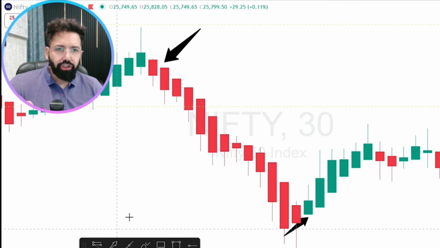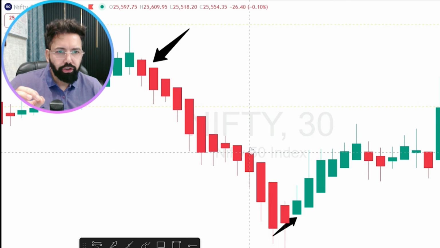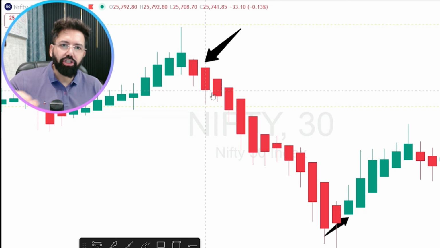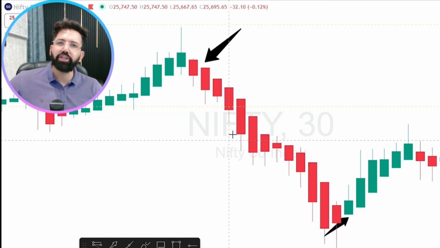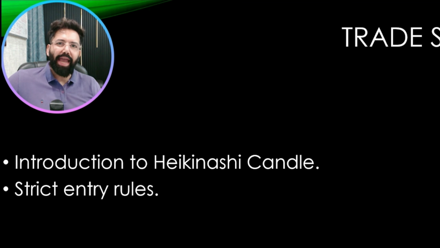We are not interested in these spinning candles, or these candles which have a little top, a little wick, which you can see. We are only interested in candles like this. I hope this thing is crystal clear. Yes, give me a thumbs up. Now we're gonna go to the next step, and we're gonna have a structure, strict entry rules.